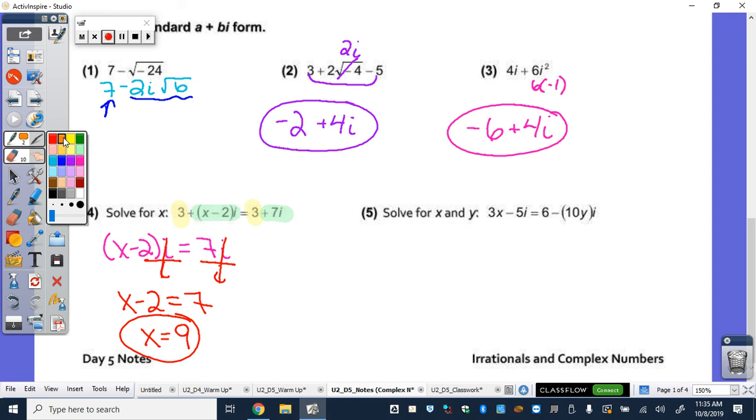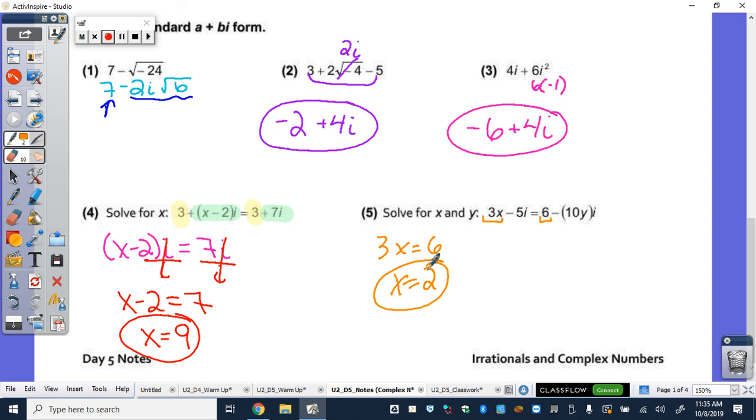So my second example there, we got to solve for x and y. So again, the first part has to equal the first part of the other one. So this is going to be 3x equals 6. The real number part equals the real number part from the complex. So divide by 3 and x equals 2.